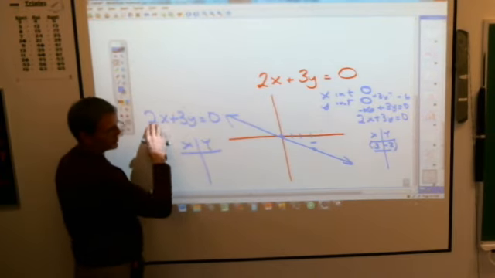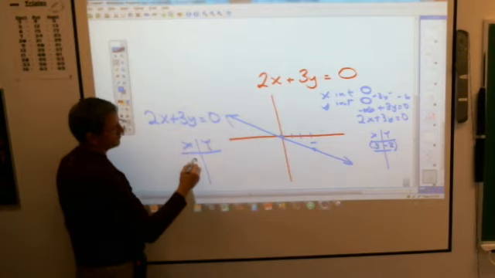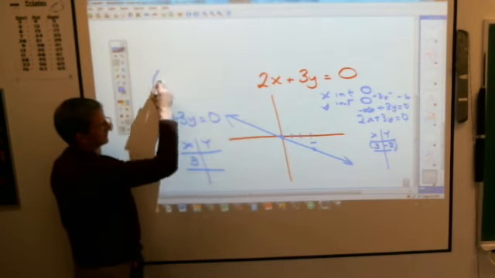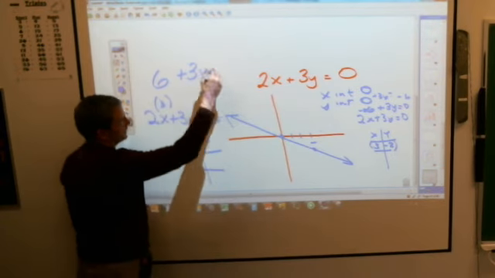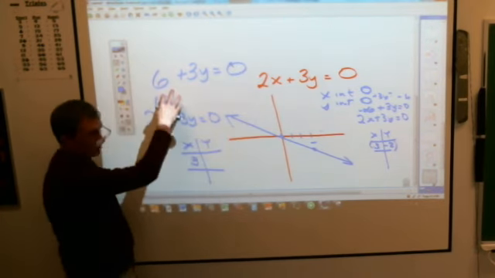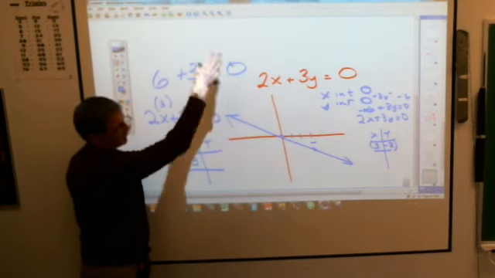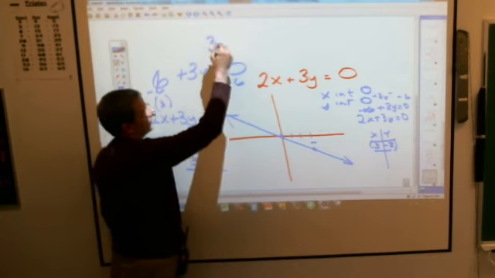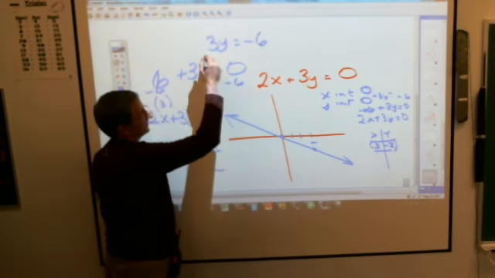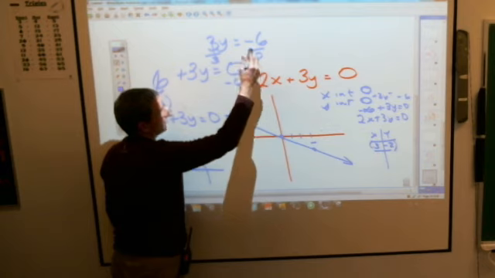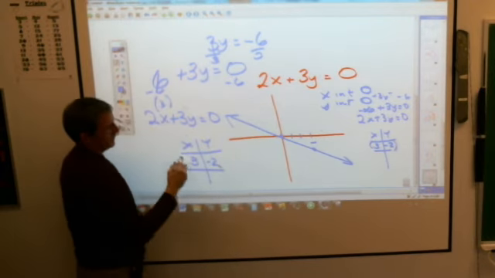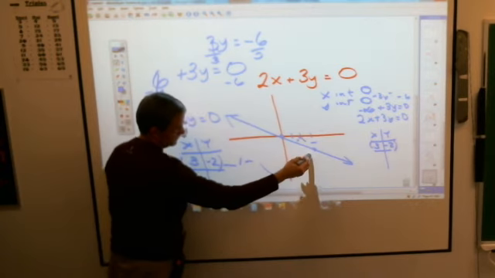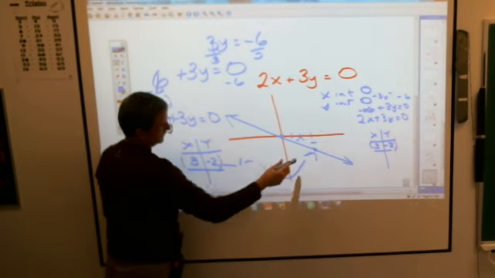So I just willy-nilly picked 3. Did I pick 3? Sure. If I put 3 in for x, 2 times 3 is 6. 6 plus 3y equals 0. If I am given this equation to solve, I have to move my number to the other side, which means I'd have to subtract it over. I now have 3y equals negative 6, and if I divide by 3, I divide by 3, y must equal a negative 2. And that is the point that I used right there. And then I had 2 points, so I can go on.